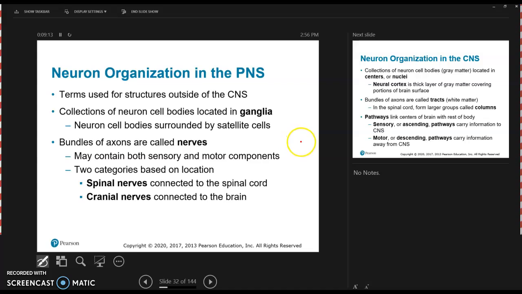You may see the term ganglia. Collections of neuron cell bodies in the peripheral nervous system are called ganglia. Bundles of axons are called nerves. So when we learn the names of all these nerves, they are actually bundles of axons. An axon is a nerve fiber, and then we have nerves, which are bundles of those nerve fibers. We have two categories of nerves, spinal nerves and cranial nerves.